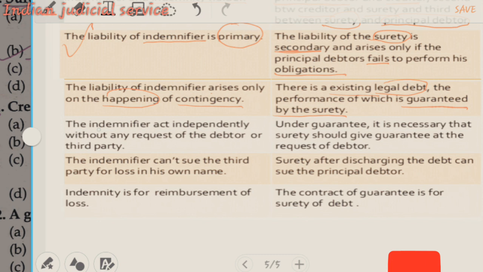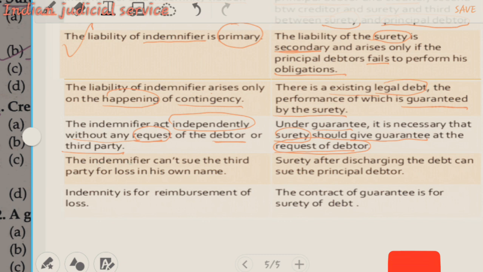Now the fifth point here. The indemnifier acts independently without any request of the debtor or a third party, but in the case of guarantee it is necessary that the surety should give the guarantee at the request of the debtor. This is a very important point. In guarantee the surety acts according to the request of the debtor, but in indemnity there is no need for a request.